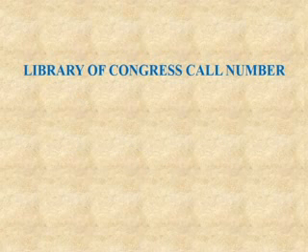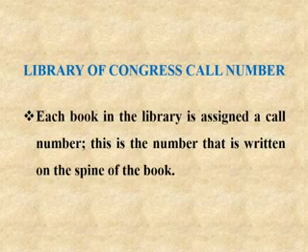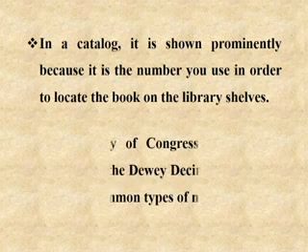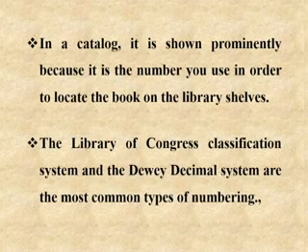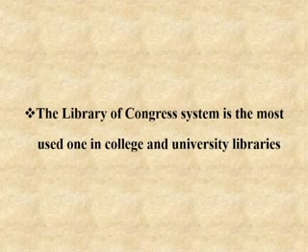Library of Congress call number. Each book in the library is assigned a call number. This is the number that is written on the spine of the book. In a catalog, it is shown prominently because it is the number you need in order to locate the book on the library shelves. The Library of Congress classification system and the Dewey Decimal System are the most common types of numbering. The Library of Congress system is the most used one in college and university libraries, and so it is the one discussed here.